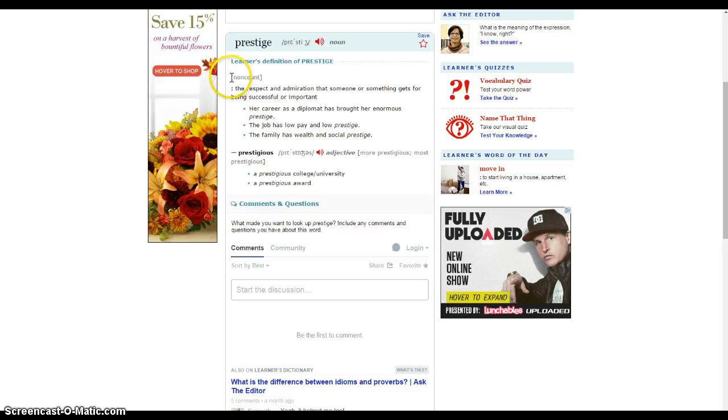So prestige is a non-count noun, so you will not use an article in front of it. And prestigious is the adjective. Okay, you can see the pronunciation here. Okay, prestige, prestige.